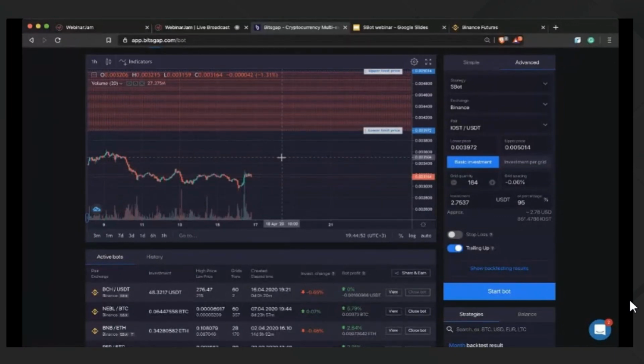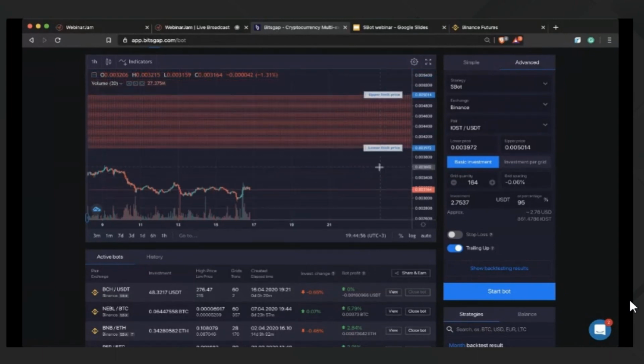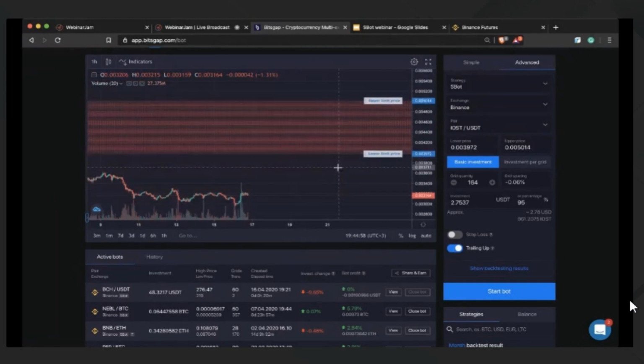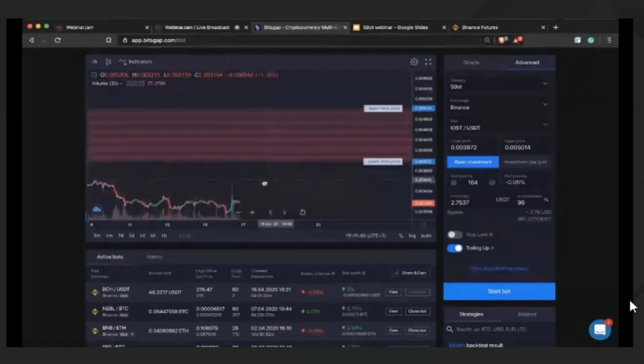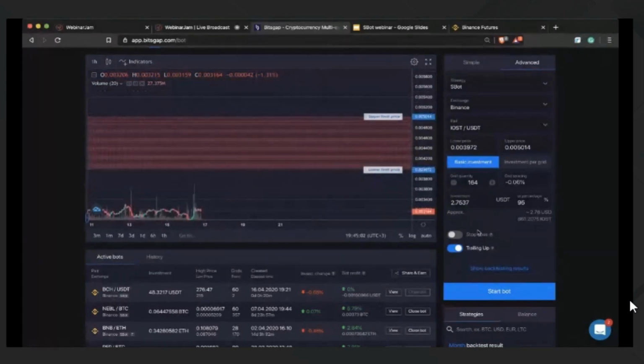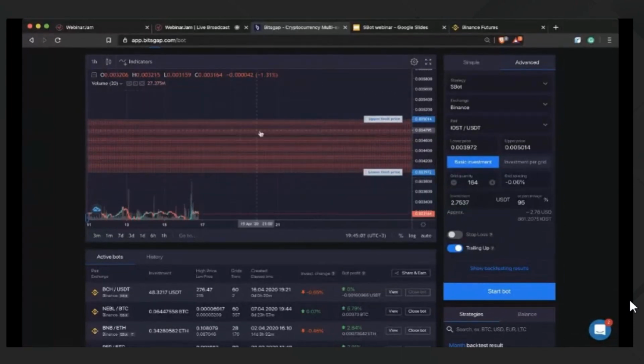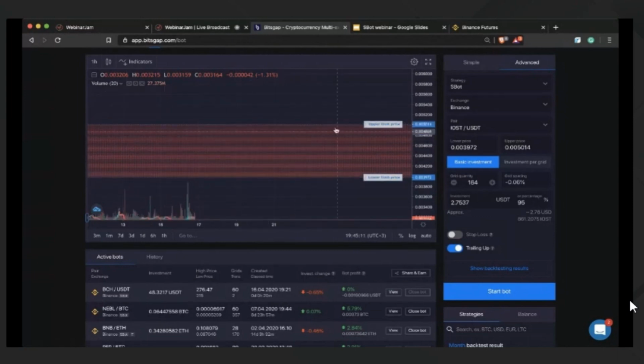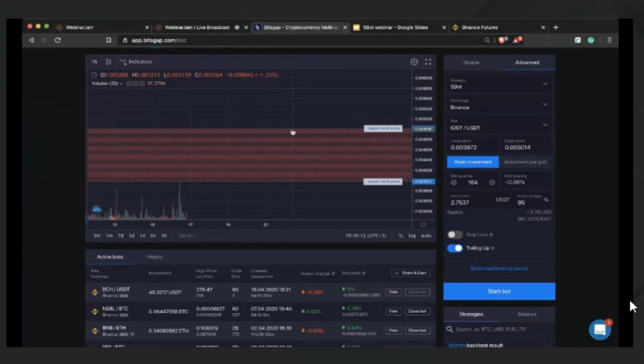So that's the optimal solution, the optimal strategy. If you want to maximize your profit on the rising market, use the trading up function. It will follow the trend and it will be executing trading within this trading range, taking advantage of all possible market swings within this range.